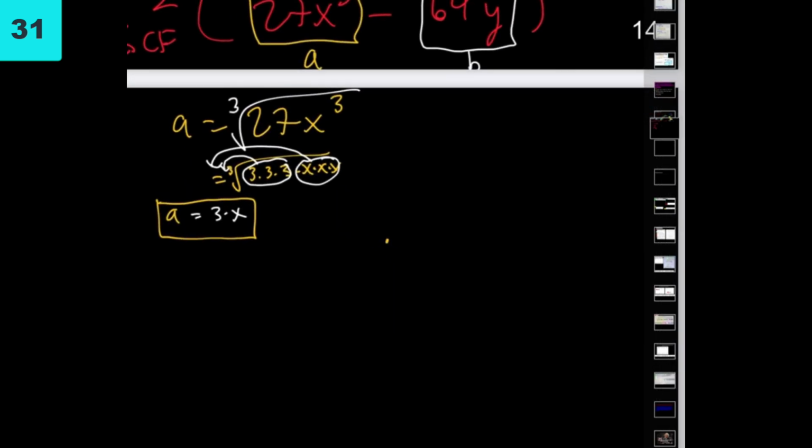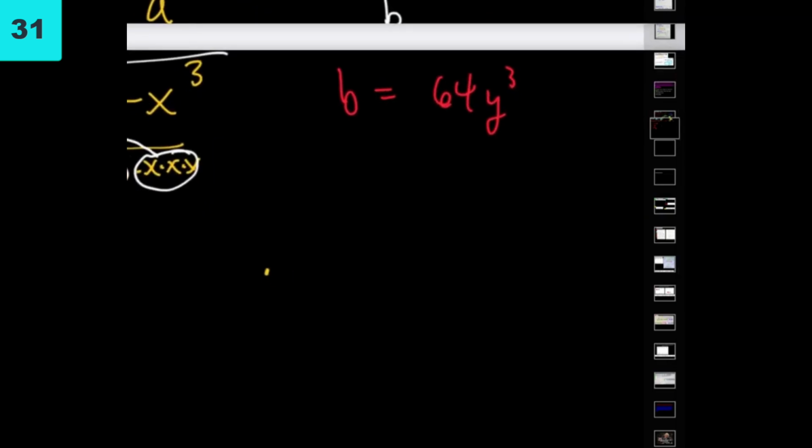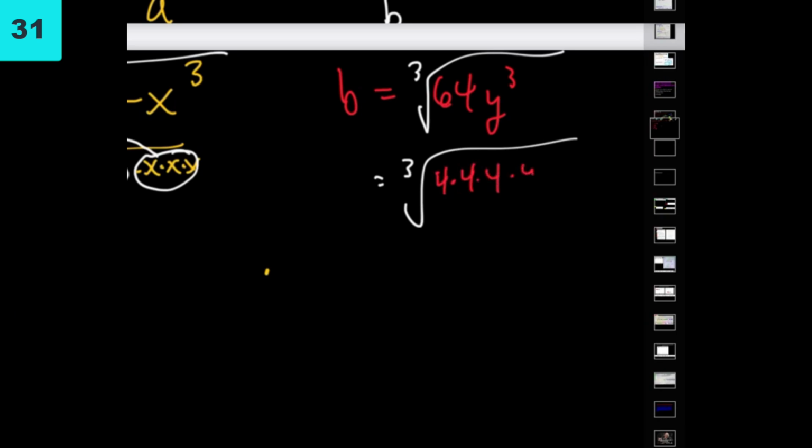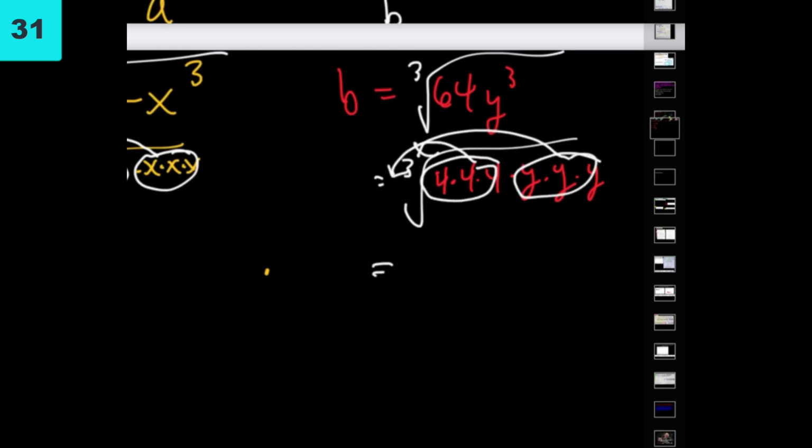All right, let's go ahead and try this one. b equals 64y to the third power. And again, we need to take the cube root. So 64 can be broken down into 4 times 4 times 4, and y cubed is 3 y's. And then there are 3 of them, so they can come out, but it only looks like there is 1 of them, so that would be just 4y. 4y. Now, I'm gonna go ahead and circle this.